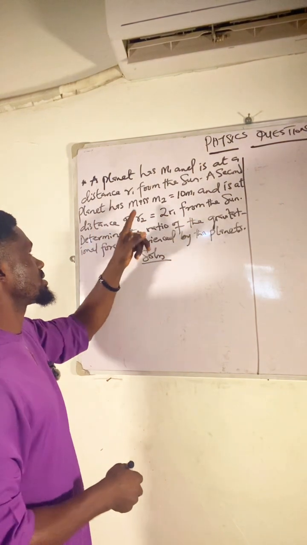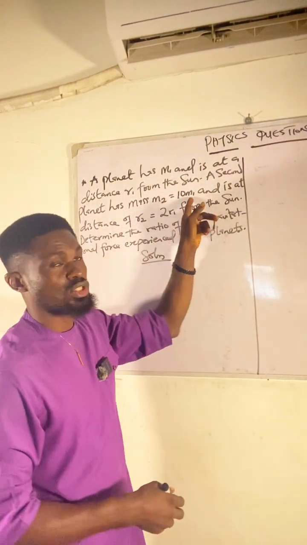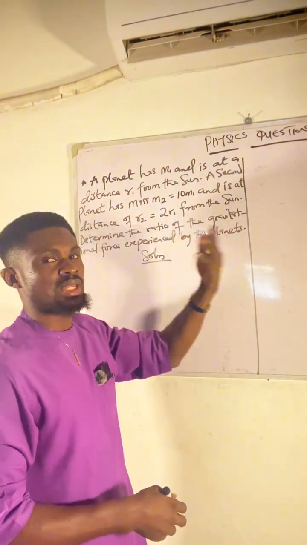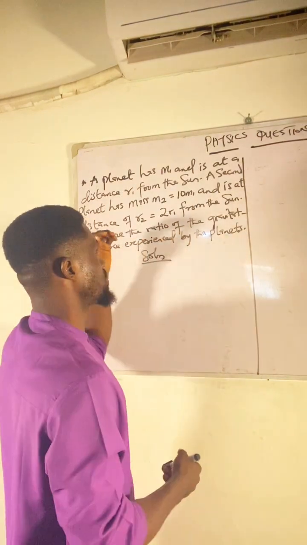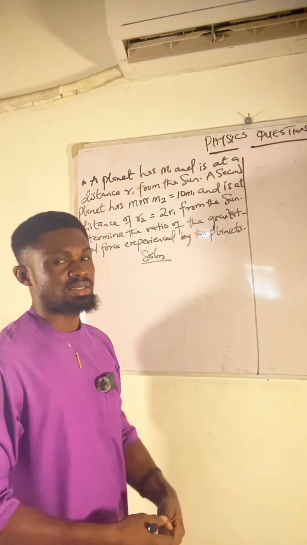Then a second planet has mass M2, which is equal to 10 times the mass of the first planet, which is 10 times M1. And it's at a distance R2, which is equal to 2 times the distance at which planet 1 is from the sun, all right? Determine the ratio of the gravitational force experienced by the planets. That's the question, all right?